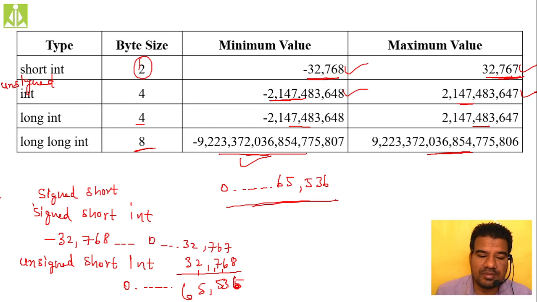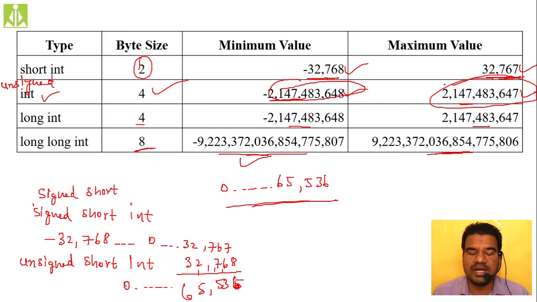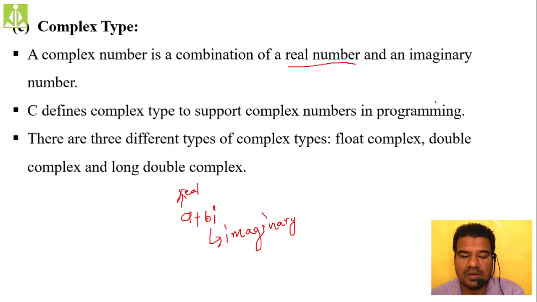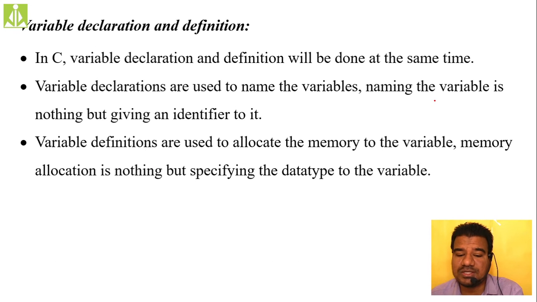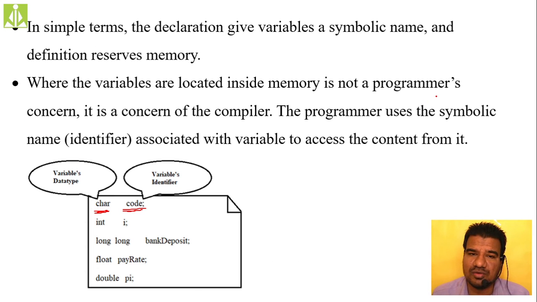Yeah, integer means here we have 4 bytes, and these are all my range of values. This is the negative side and this is the positive side if it is signed. If it is unsigned, the range will simply get doubled. All those things you will slowly understand when we do programming. Then long, another data type, and this bank deposit is my variable name.